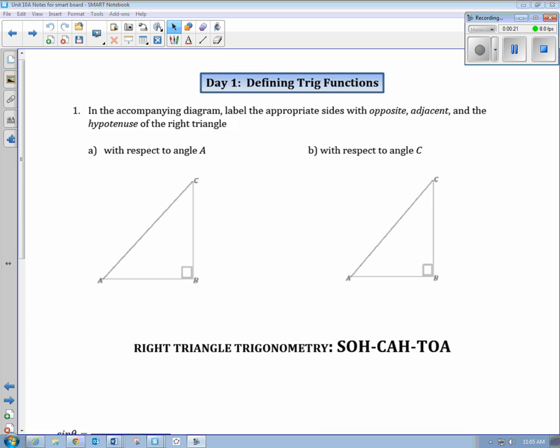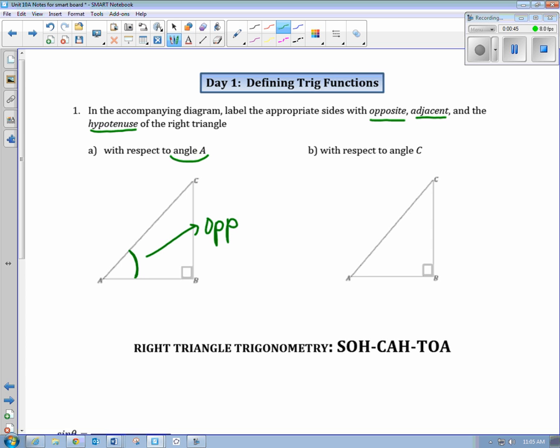In question number 1, they are asking for us to label in the picture the opposite, adjacent, and hypotenuse sides of the right triangle. In part A, they are asking us to do that with respect to angle A. So angle A is the angle that I am going to be focusing my attention on. With respect to angle A, the side that goes across from it is considered the side opposite. The side that's next to it is considered the adjacent. And I know some of you are probably saying, well, there's two sides next to angle A, but remember, across from the right angle is always the hypotenuse, so this side is going to be the hypotenuse.